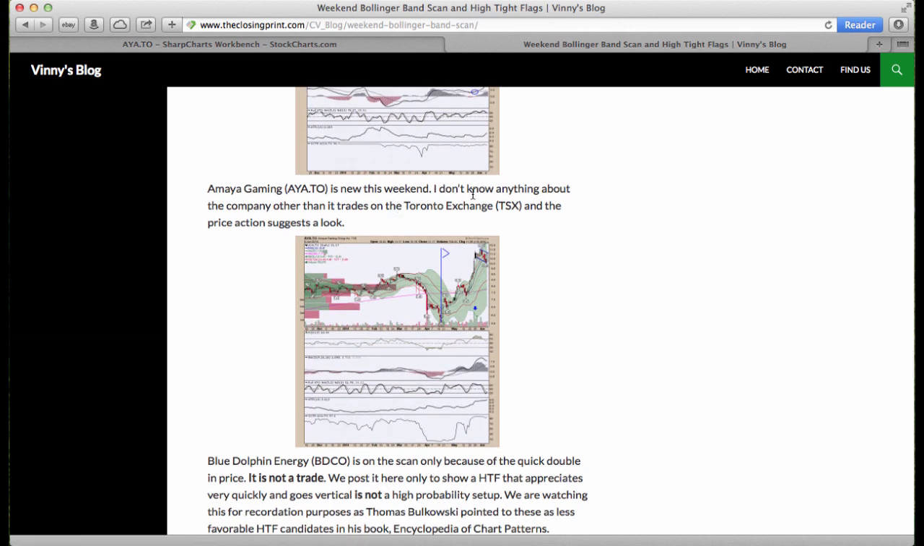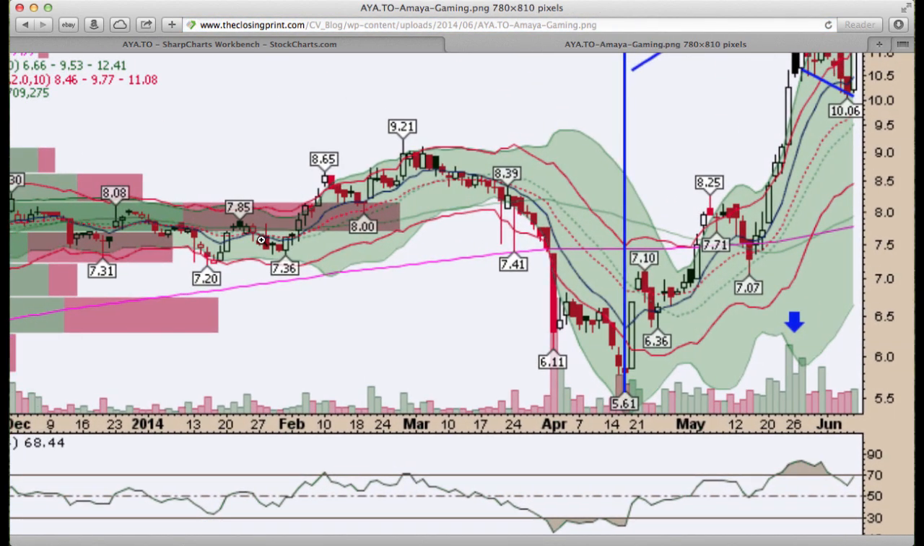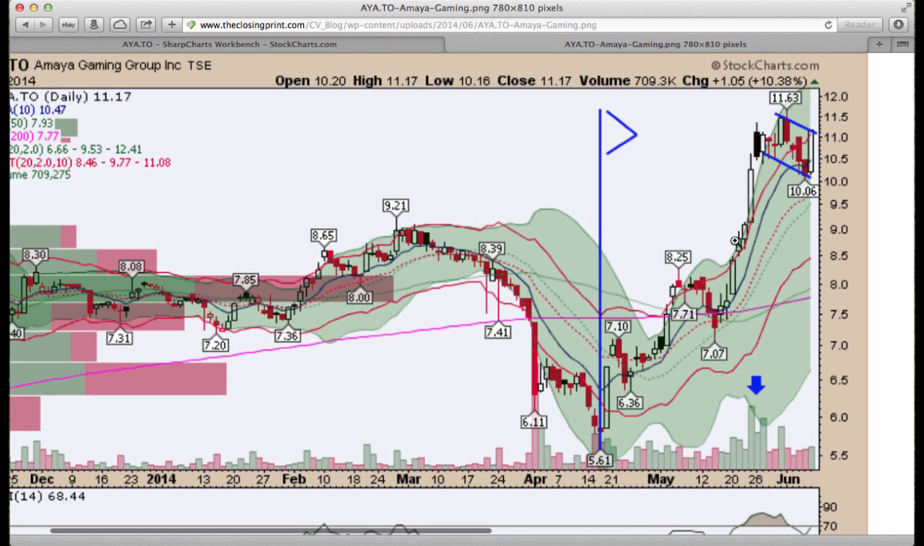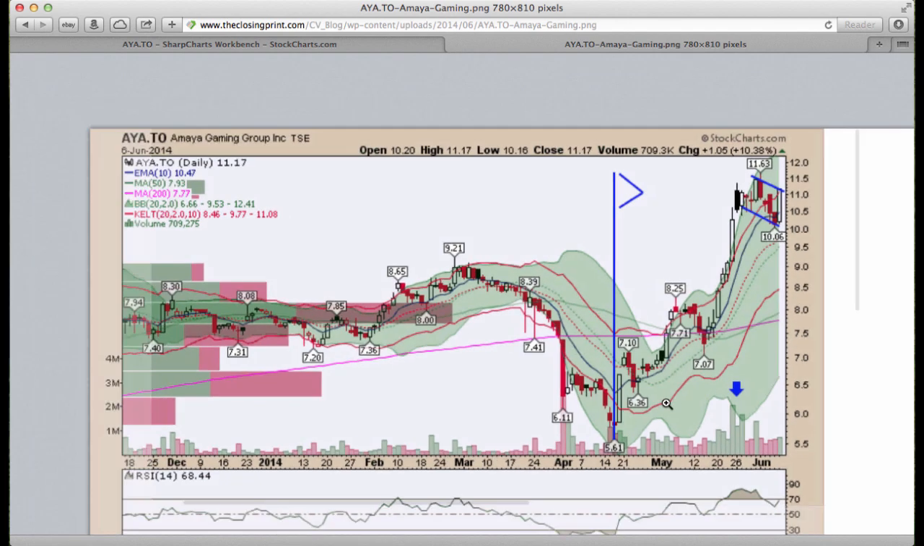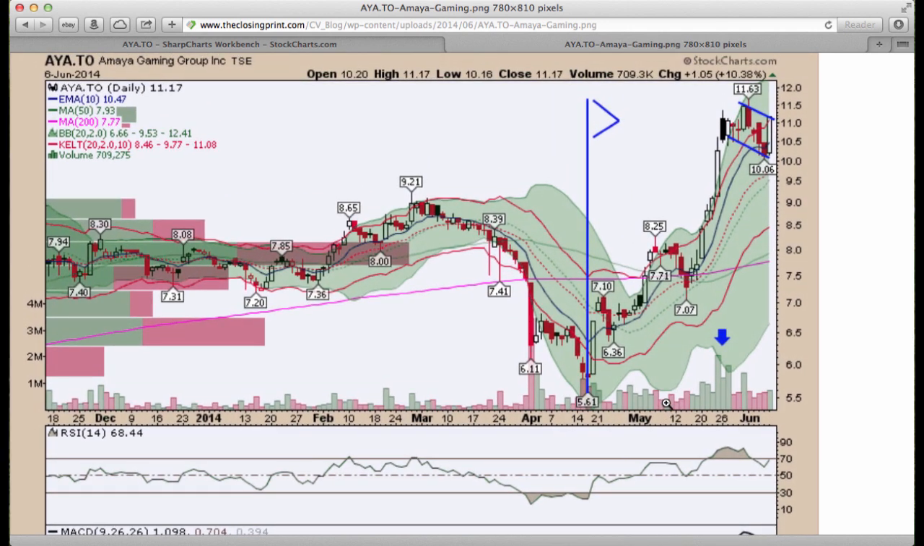I don't know anything about the company other than it trades on a Toronto exchange, and the price action suggests a look. Well, let's take a look at it. This is what we were looking at prior to the breakout. Now, granted, Bollinger Bands are expanded, and that's because for these 6 to 7 weeks, there was a heavy accumulation of shares, which is the first indication that larger, stronger hands are interested in a stock. Note where the Kirby is here. Prices moved above that area, so we anticipated a tight flag that would break to the upside.